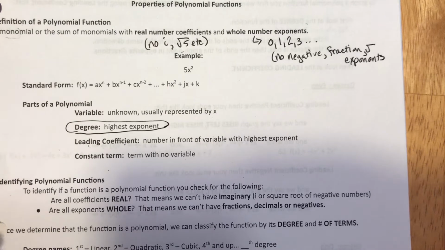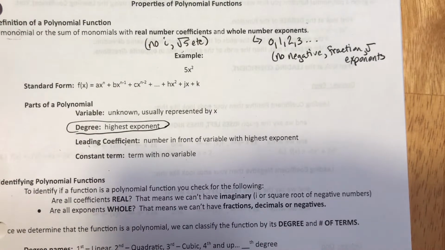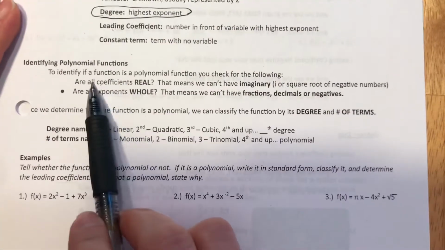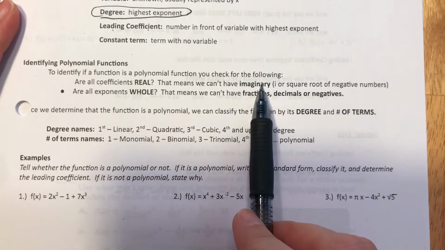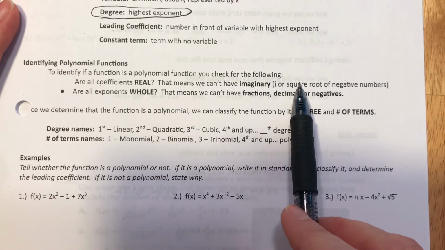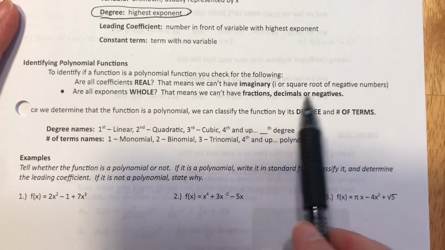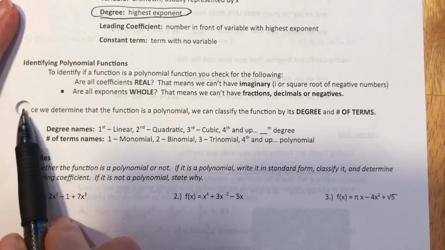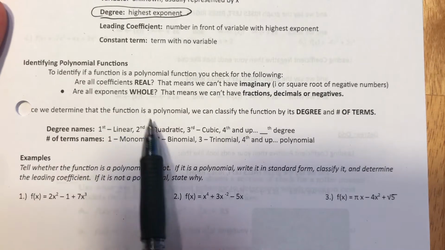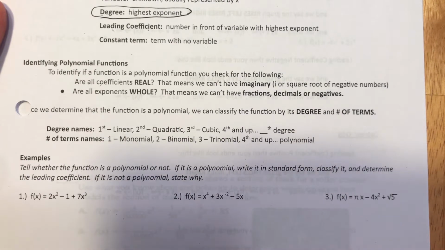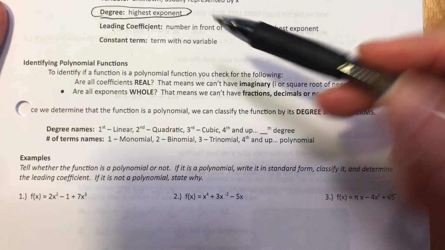So first we want to just talk about identifying polynomial functions. We want to ask, is it a polynomial or not? So the questions you need to ask yourself are what we just went over. Are all the coefficients real? That means we can't have imaginary and we can't have square roots as our coefficients. And are all the exponents whole numbers, which means we can't have fractions, decimals, or negatives? Once we determine that the function is a polynomial, then we can classify it by its degree and its number of terms. Its degree is the highest exponent.